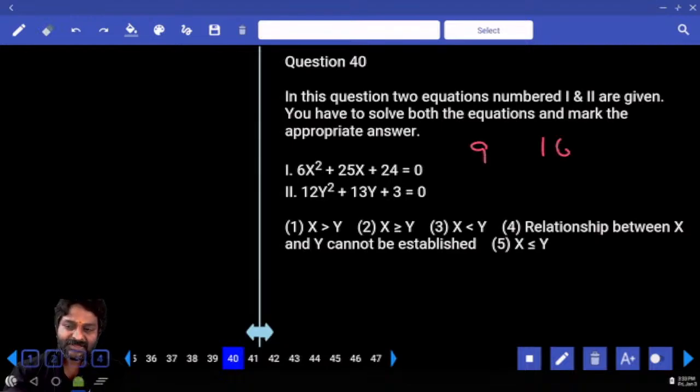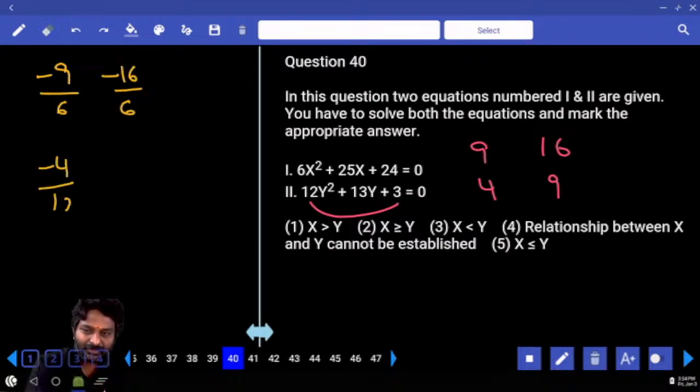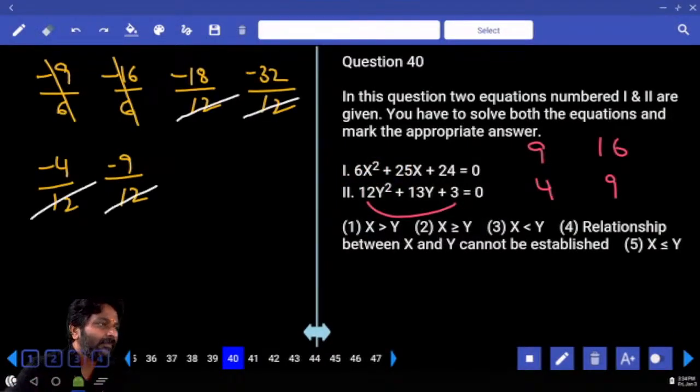9 and then 16. Come on. 36. 4 and 9. Same logic. Even odd. Even and odd. Come on. Minus 9 minus 16 divided by 6, minus 4 minus 9 by 12. So in order to have the same denominators, let's write these numbers as minus 18 by 12, minus 32 by 12. Everywhere we have the same denominators. X is less than y.